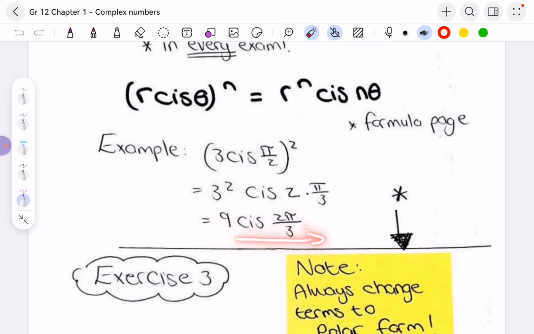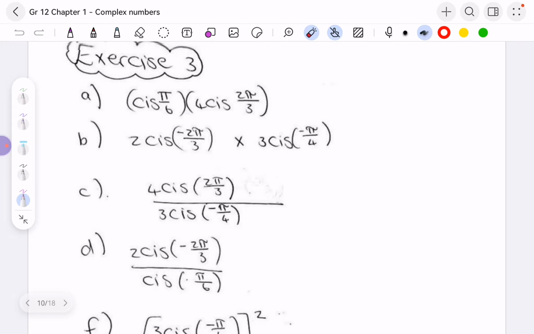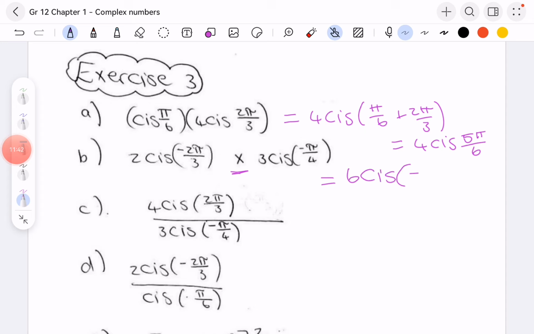And that is your basic calculations. Just note, I need to change it into polar form before I do any of the sums. Here's a few examples. So if I were to multiply, now I have to multiply the R values, 1 times 4 is 4, and I have to add my angles. Here I'm multiplying, so I'm multiplying the R values, and I'm adding the angles.